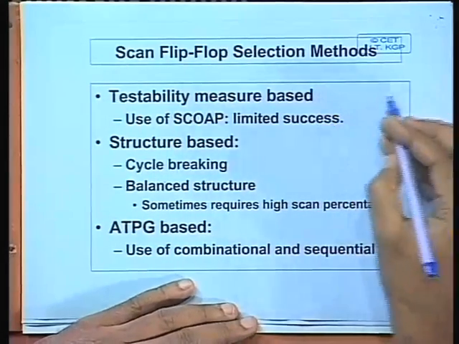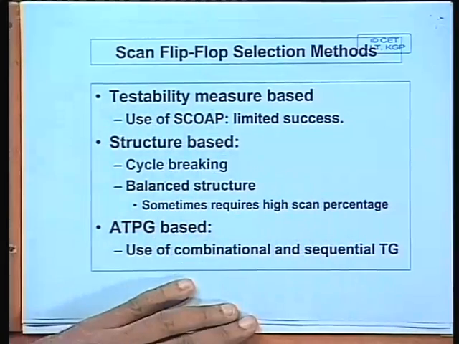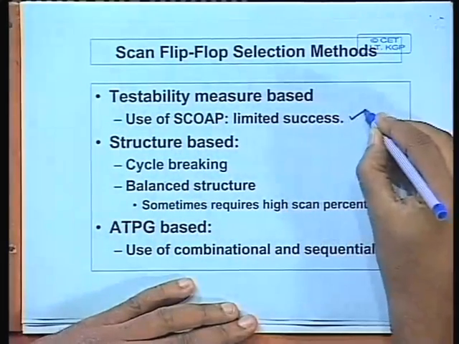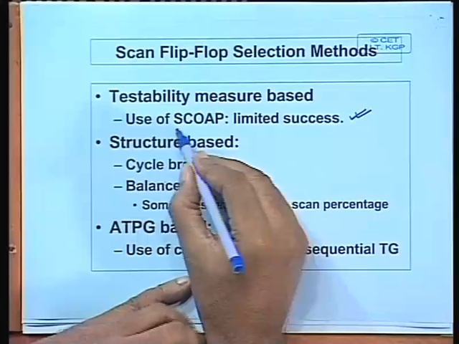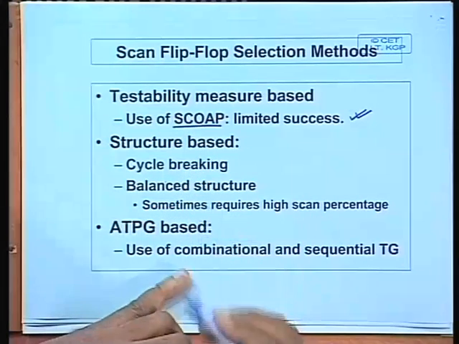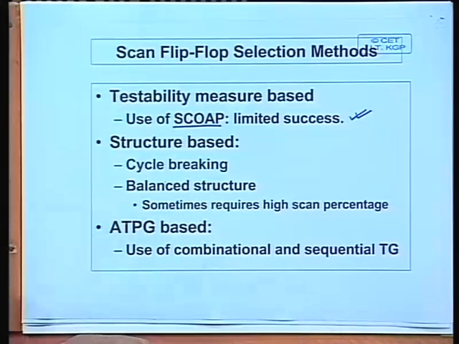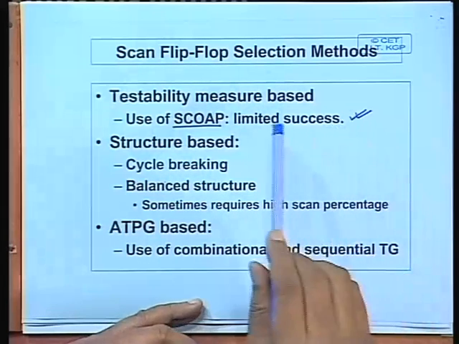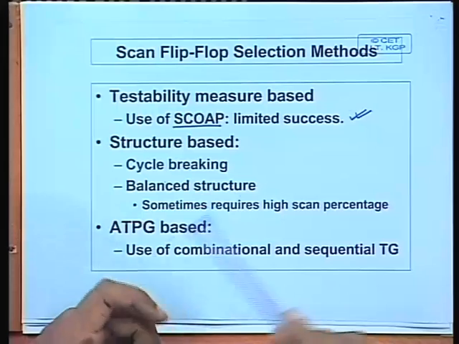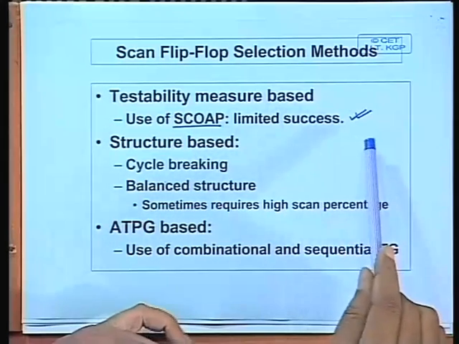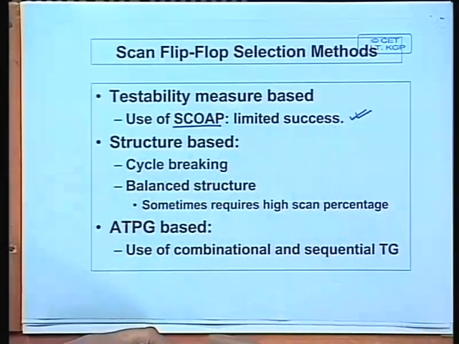The first approach is based on some testability measures. Well, there are several standard techniques. One popular method is SQAP. Here you can statically analyze the circuit and try to find out the controllability and observability metric of each individual line. So you can find out which of the flip-flops are more difficult to control and observe. So you can select those as scan flip-flops.